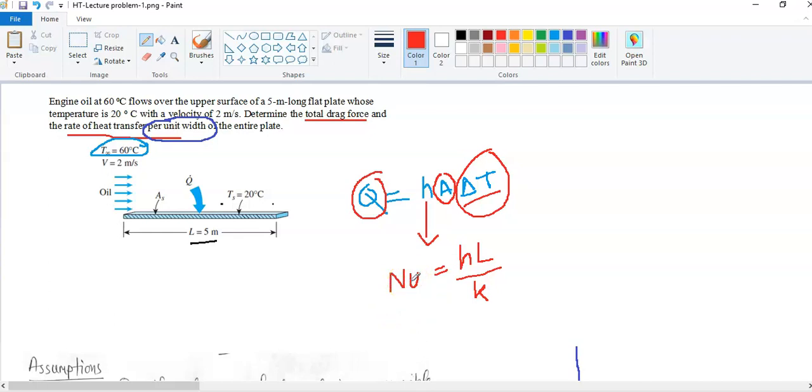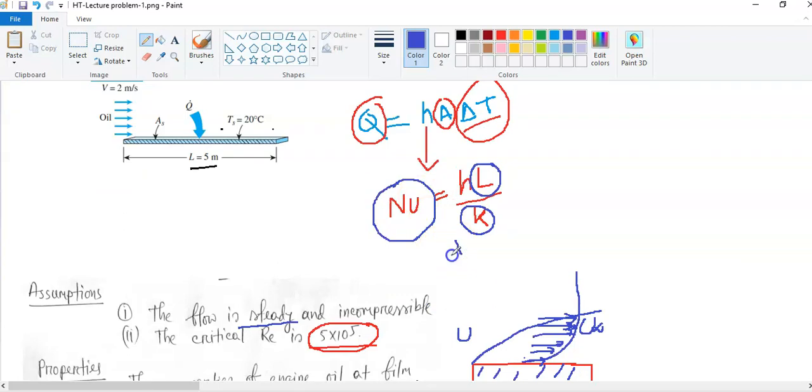So for this question, if we can calculate the Nusselt number, then we already know the length and the thermal conductivity. This is also known. So then we will get this h, and then we will be able to substitute this value here.